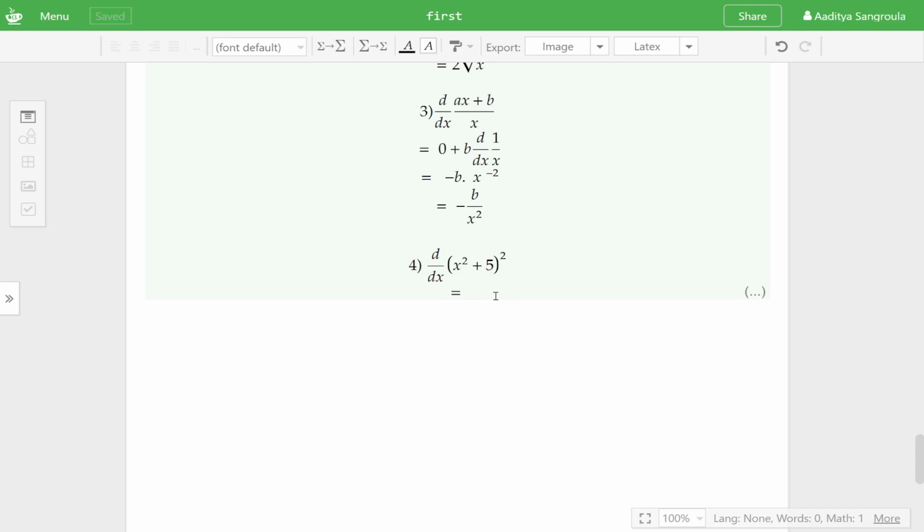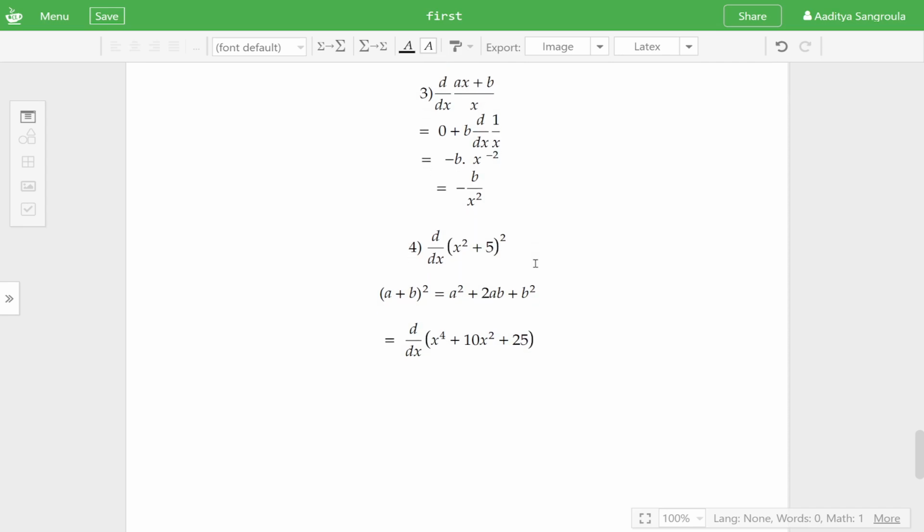So if we want to differentiate this, we have to first use the formula of a plus b whole squared. So we have to be doing that, right? So what is that? x squared squared, which is x to the 4th power, plus 10x squared plus 25. So let me write down the formula for you guys. The formula for a plus b whole square is equal to a squared plus 2ab plus b squared. So this is the formula.